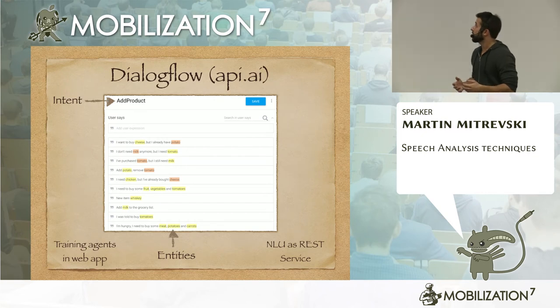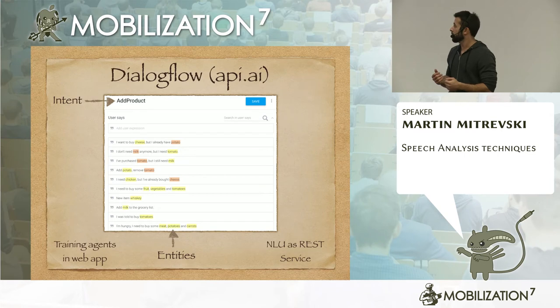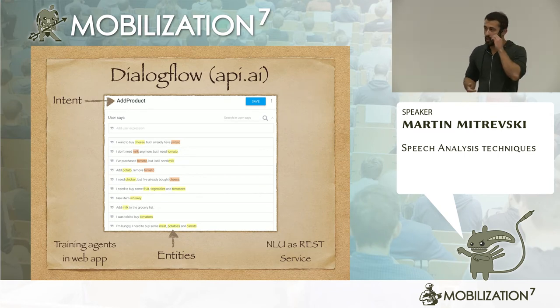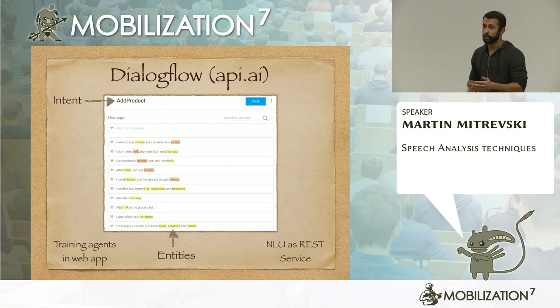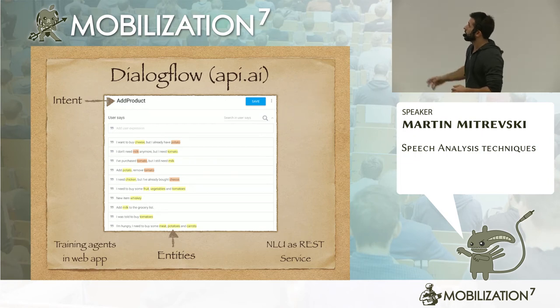You create agents and you create intents for those agents. So if we have this example with the grocery list, we have an agent called grocery list, its intents would be adding products to the grocery list, removing products from the grocery list, marking them as completed, and so on. And then this is how the user interface looks like.